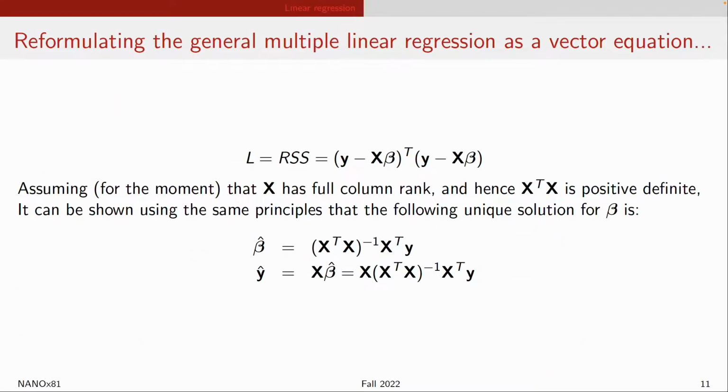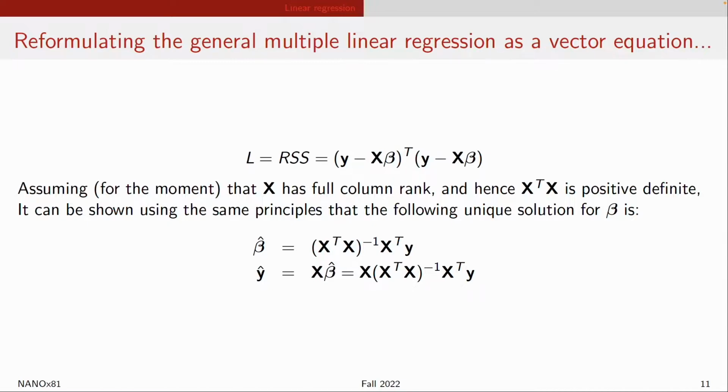Now, here your residual sum of squares can also be written as a matrix multiplication. It's just equal to y minus x times beta, transposed, times y minus x times beta, okay. Now, if you go through the same process of taking the derivative with respect to beta, you can essentially show that your optimal value of beta is just given by this matrix expression over here, okay.